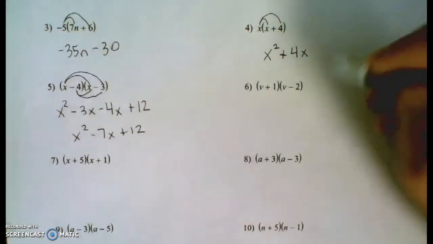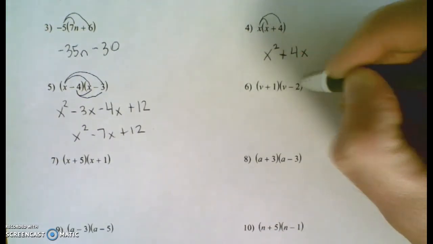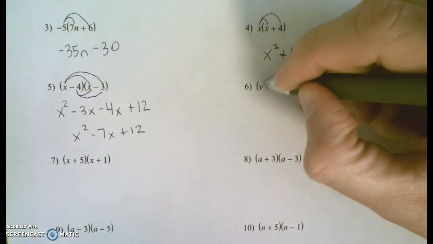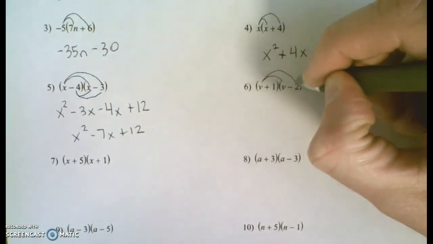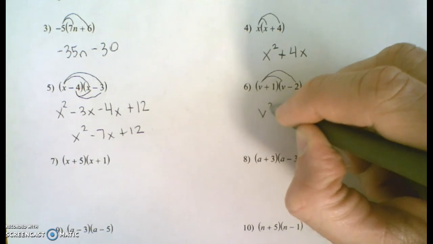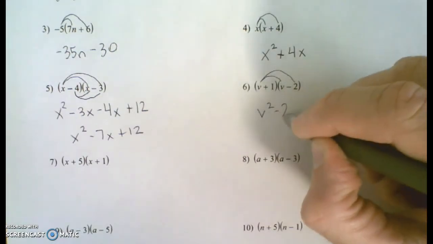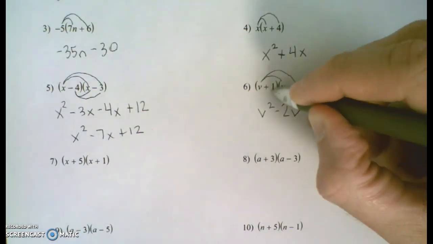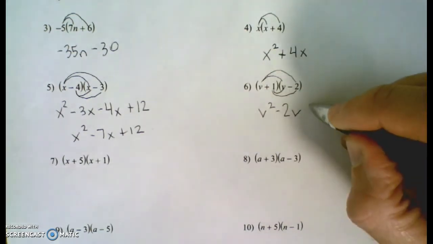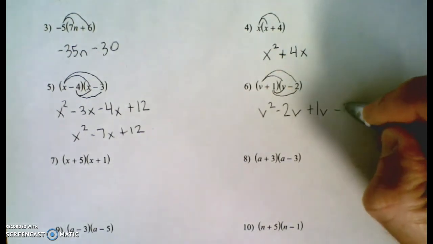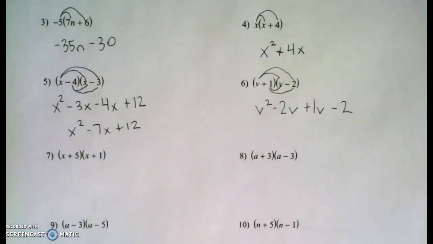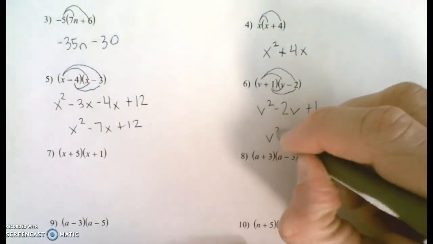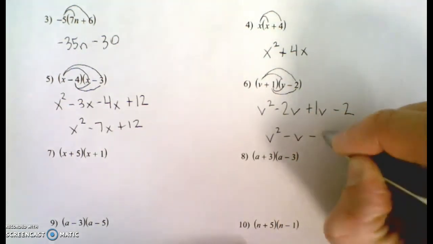So I'm going to do number 6, same idea. I'm going to multiply the v by both things in the second set of parentheses and the 1 by both things in the second set. So v times v and v times negative 2. v times v is v squared. v times negative 2 is negative 2v. But I'm not done. Now I have to distribute the 1. So 1 times v is 1v, and 1 times negative 2 is negative 2. Combine like terms in the middle. So I get v squared minus v minus 2.